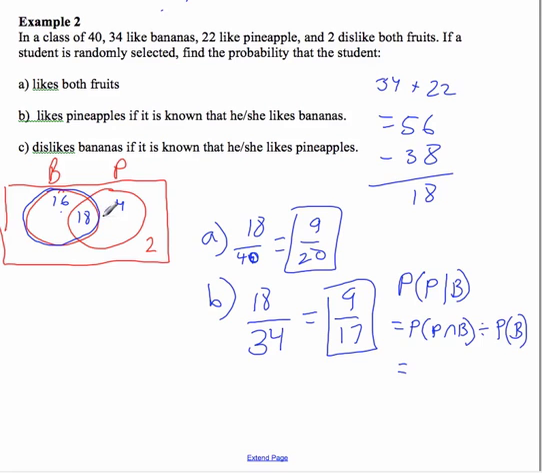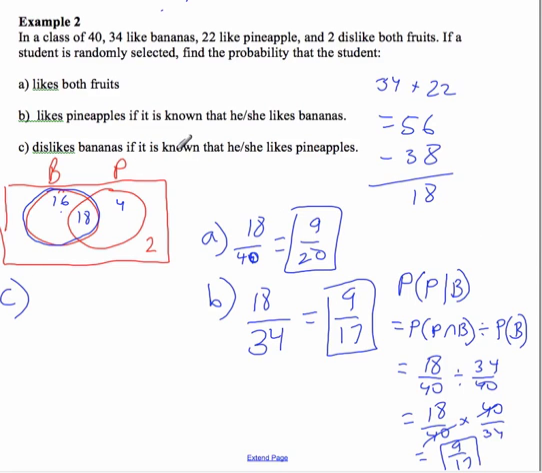So the probability to like both, well that's 18 out of 40, divided by the probability of liking bananas, which is 34 out of 40. Okay, and then when we do the math, we get the same thing. We're going to get 9 out of 17. Alright, so C: dislikes bananas if it is known that he or she likes pineapples.